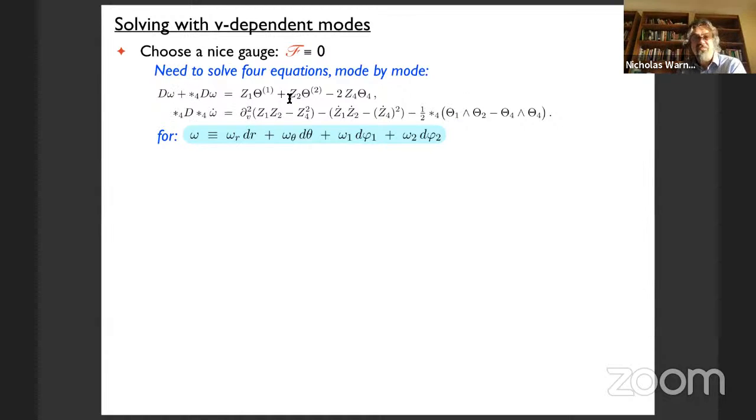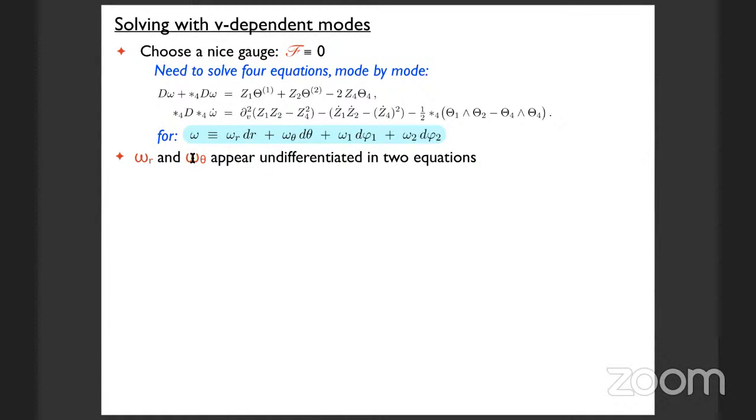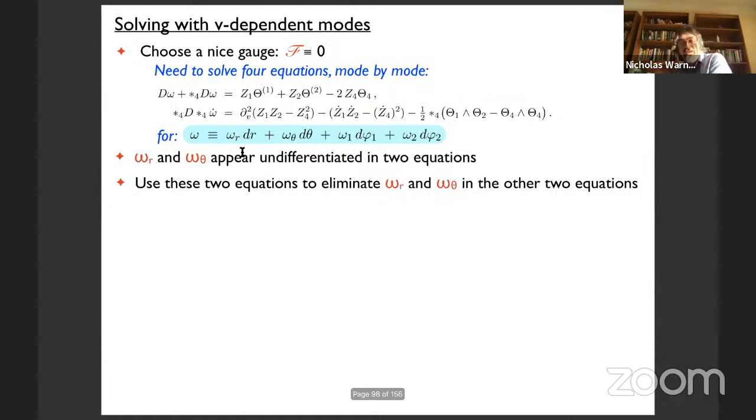Now, again, as before, these are three equations, and there's one more. So you have four equations for four unknowns. If you look at these equations, this is d omega plus star d omega, you can see very simply that omega and theta appear undifferentiated in two of the equations. They get multiplied by mode numbers. They come from when you get dd phi 1 of omega r, or dd phi 2 of omega r, or dd phi 1 of omega theta, or dd phi 2 of omega theta. They are multiplied by mode numbers, but they appear purely algebraically in two out of these four equations. So you do the obvious thing.